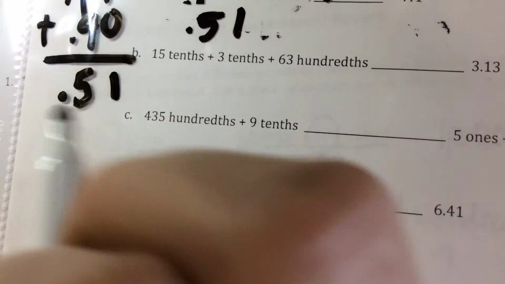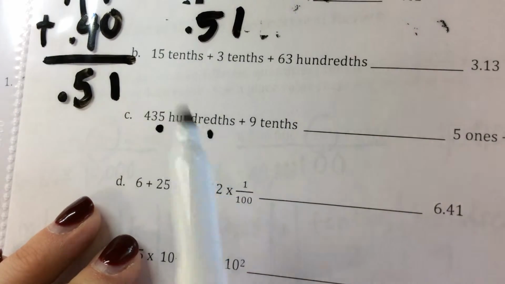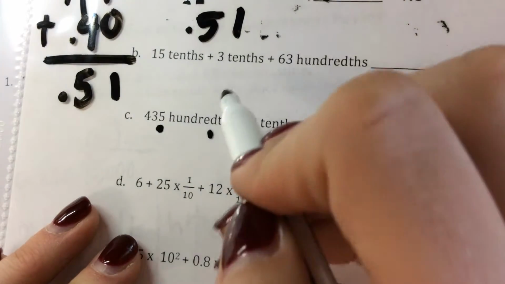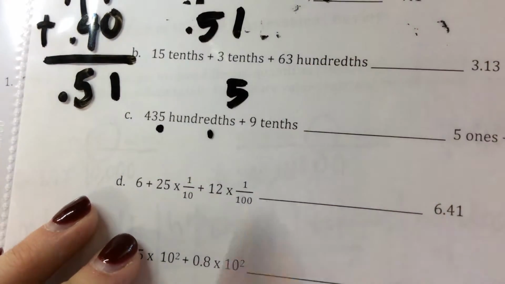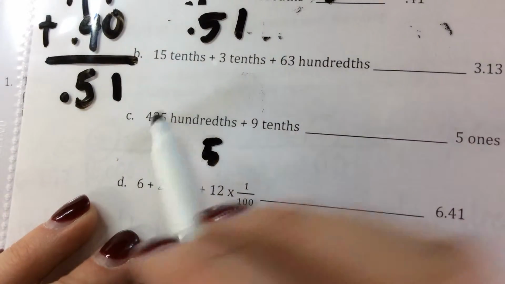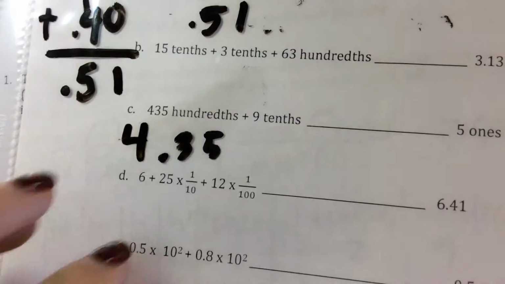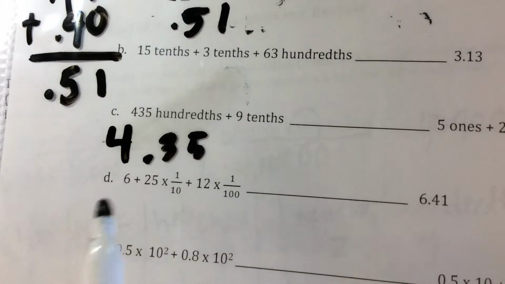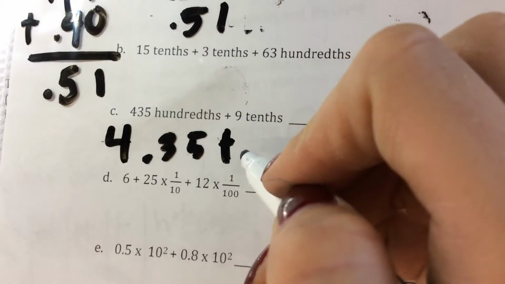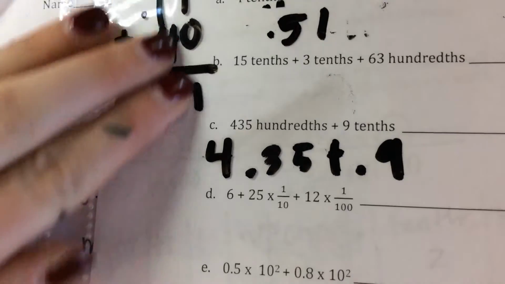435/100 plus 9/10. So when writing a decimal in standard form, we look at the last digit and put it in the place value it gives us. So we're going to put our 5 in our hundredths place. Oops, that was on the wrong line. 5 in the hundredths place, our 3 in the tenths place. We know the decimal comes next, so the 4 is going to be in the ones place. So 435/100 is 4 and 35/100 plus 9/10, which is just 9 in the tenths place. We have to add those up.